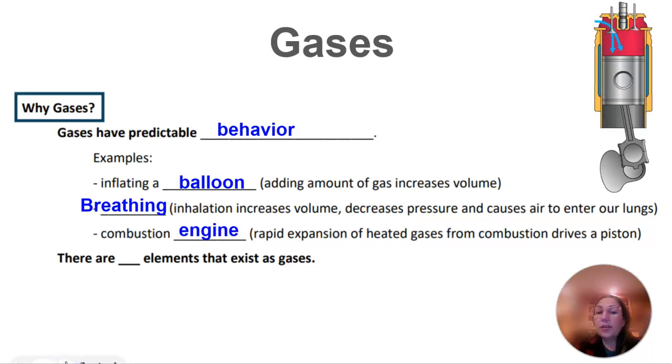Another example is a combustion engine. In a combustion engine, there's really rapid expansion of heated gas in the firing portion of that, and that drives the piston. When that rapid expansion occurs, the piston moves down, or that volume has to increase, and that pushes the piston. So we have a lot of examples of gases really in our everyday life.